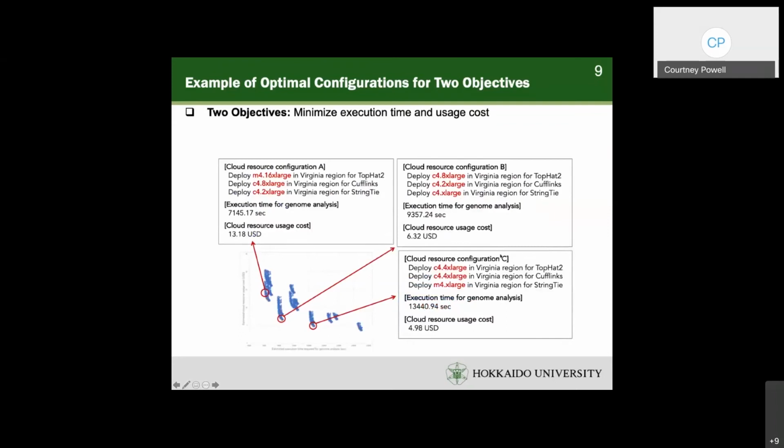And we get our Pareto front here. So from this front, we can choose a configuration depending on your preferences. For example, this configuration is actually quite fast. Execution time is quite fast, but its cost is very expensive. Whereas this one is not as expensive, but execution time is quite long.